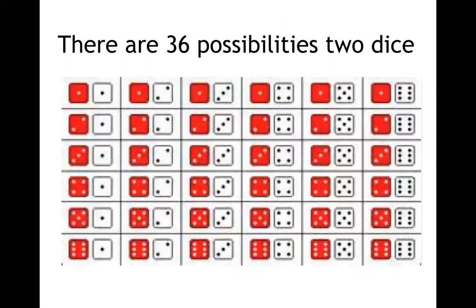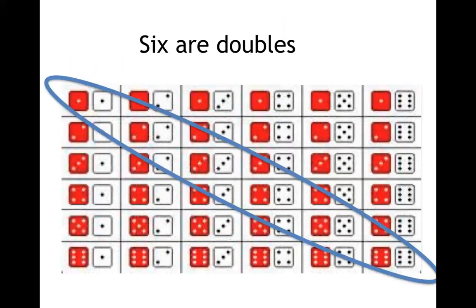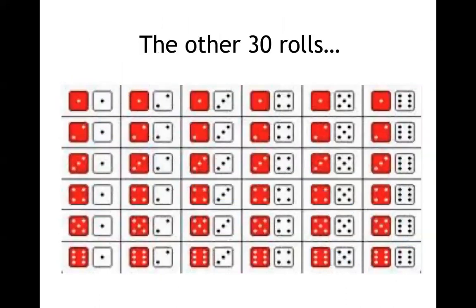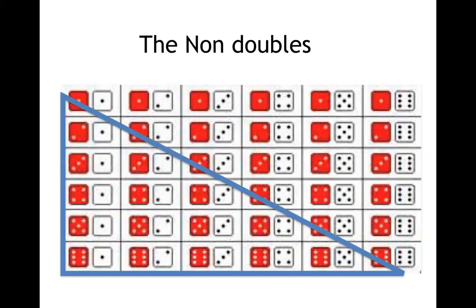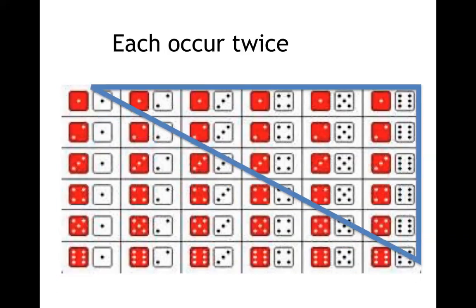Of course, in backgammon, there are 36 possibilities with 2 dice. This is all of them laid out there. As we can see, 6 of them are doubles. The others are non-doubles, and there are 15 of those. On the other side of the screen, you can see it's the same 15, so there are 2 occurrences of each. So actually, there are only 21 different rolls, but we always talk about the 36 possibilities because the non-doubles, which are 15, occur twice.